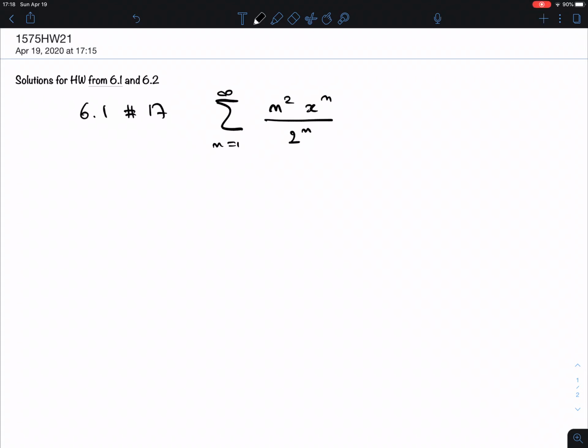And I'm going to offer some of the homework problems from 6.1 and 6.2. I'll do a bit more than the ones that are just special problems, because I want to show you all the various things that we can do here.